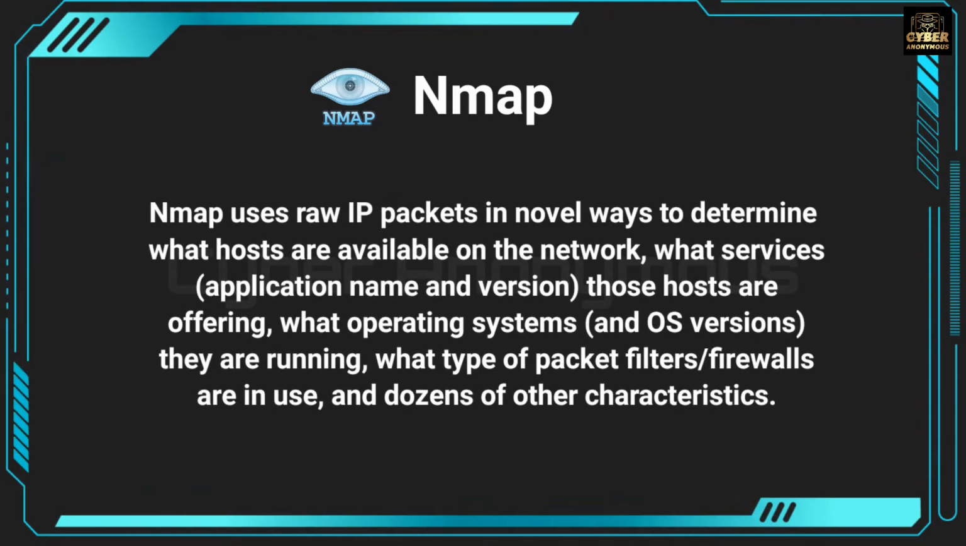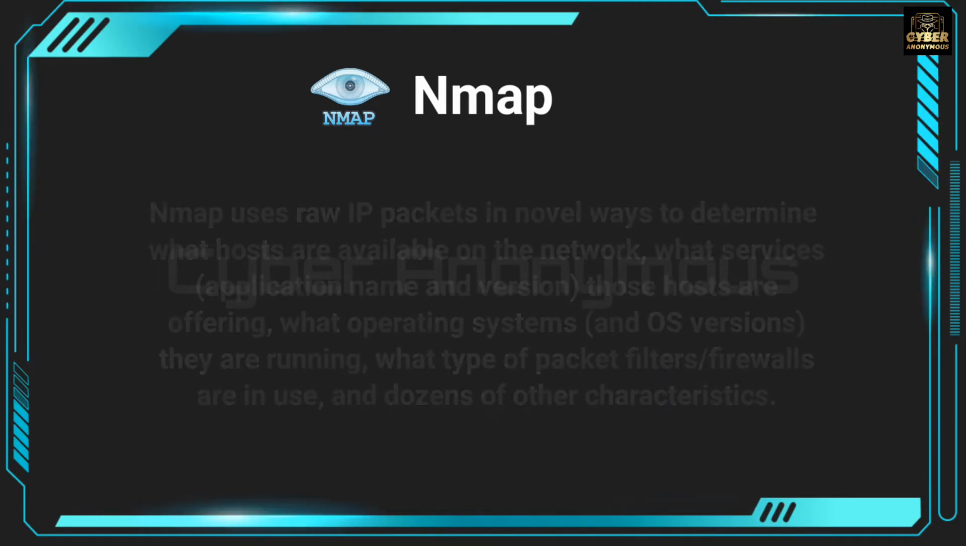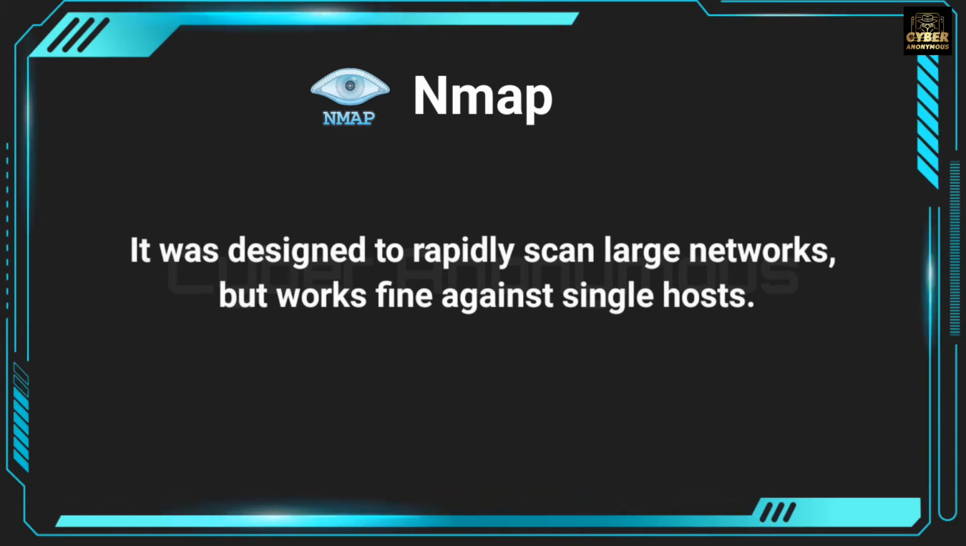Nmap uses raw IP packets in novel ways to determine what hosts are available on the network, what services those hosts are offering, what operating systems and OS versions they are running, what type of packet filters or firewalls are in use, and dozens of other characteristics. It was designed to rapidly scan large networks, but works fine against single hosts.